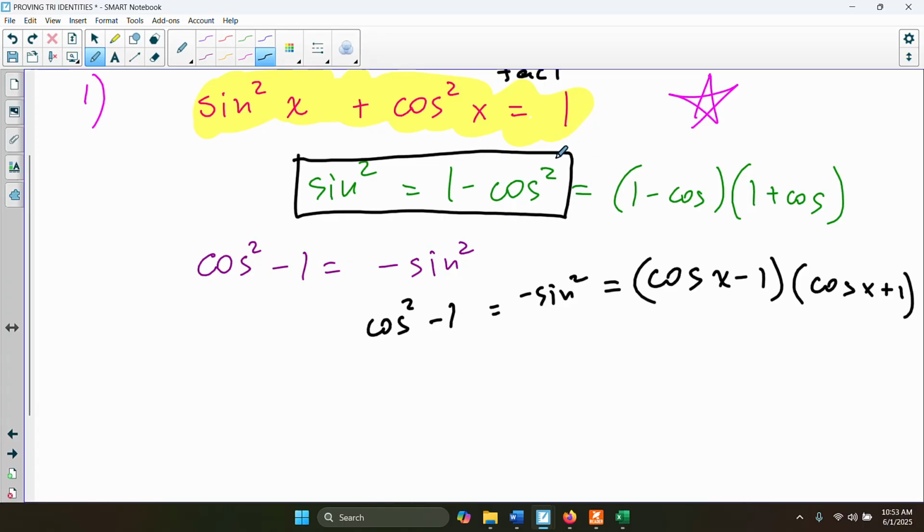Well, I'm going to choose to divide both sides by, let's say, cosine squared. I could have started off dividing by sine squared, but you'll see why it's a little more convenient to divide by cosine squared.